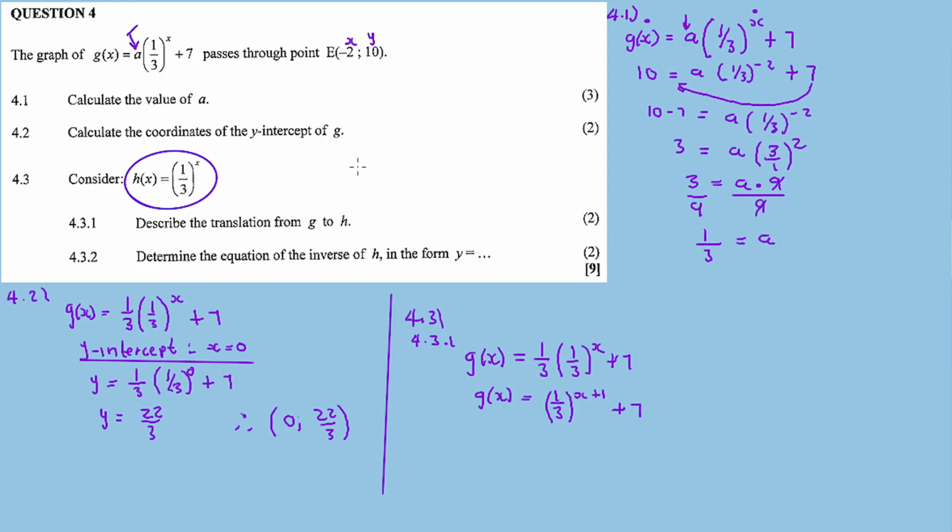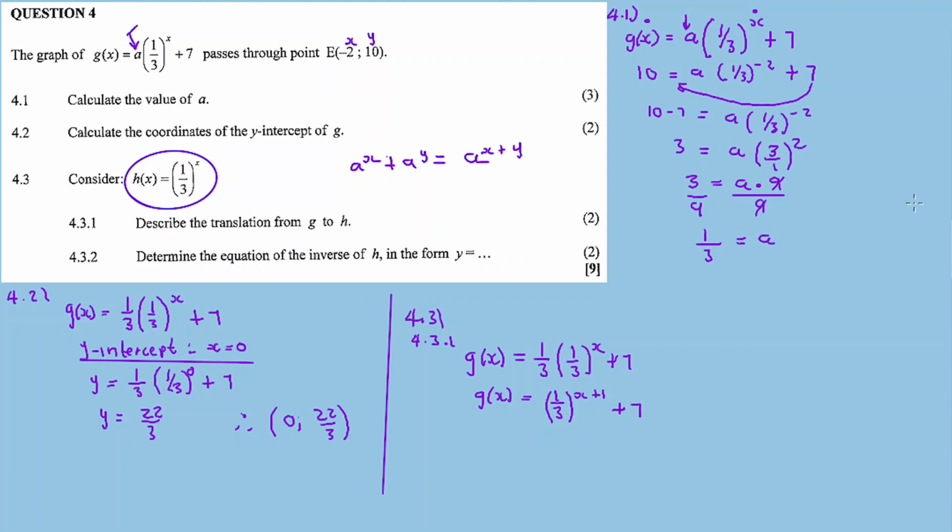If I multiply powers of the same base, I add the exponents. So this is what I did, powers with the same base. This 1 over 3 is raised to exponent 1. And 1 over 3 exponent 1 times 1 over 3 raised to exponent x is 1 over 3 raised to exponent x plus 1. Voila.